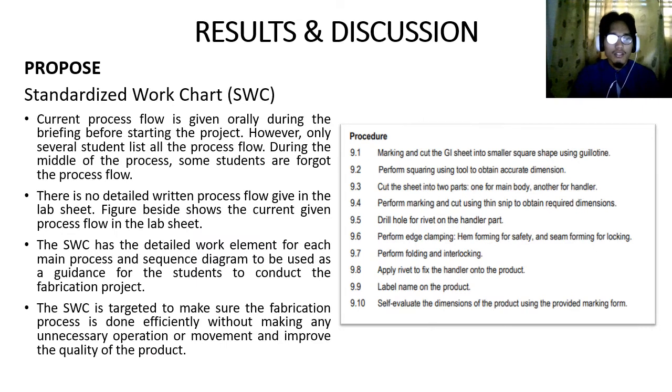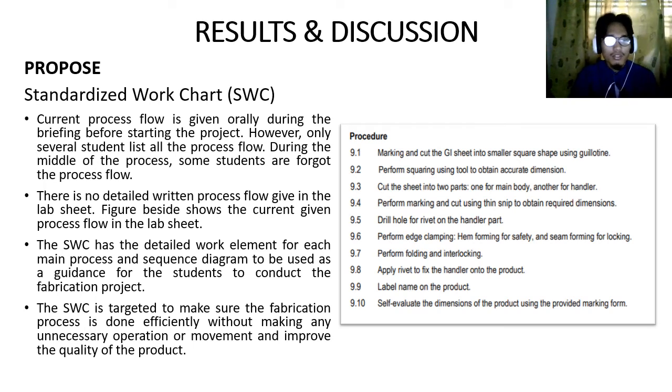Lastly, this is the result for proposed phase. First, standardized work chart (SWC). Current process flow is given orally during the briefing before starting the project. However, only several students list all the process flow. During the middle of the process, some students forget the process flow and start making mistakes.